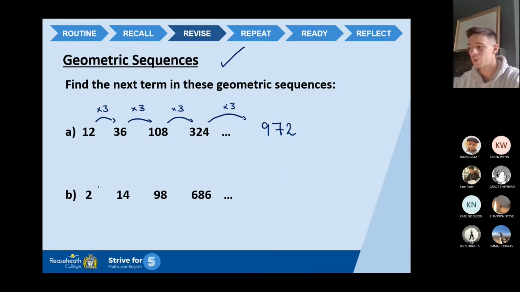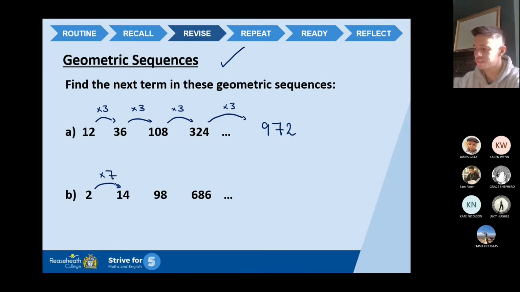And this is another one here. How do you reckon I get from 2 up to 14, guys? What's your suggestion? Which is times by 7, brilliant. And then just do a quick check. Does that work? Does 14 times 7 get you to 98? Yes, it does. So do a check. Make sure that rule that you've thought of works. And then put it into action.